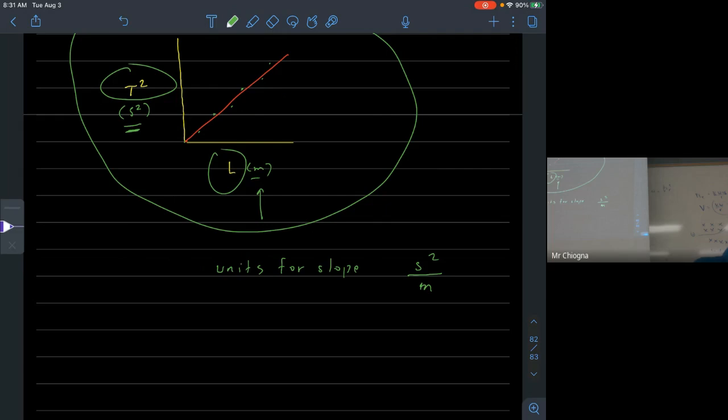Say it again. So the one on the x-axis is the denominator. Yeah. Whatever unit is on the y-axis is in the numerator, and whatever units on the x-axis is in the denominator.